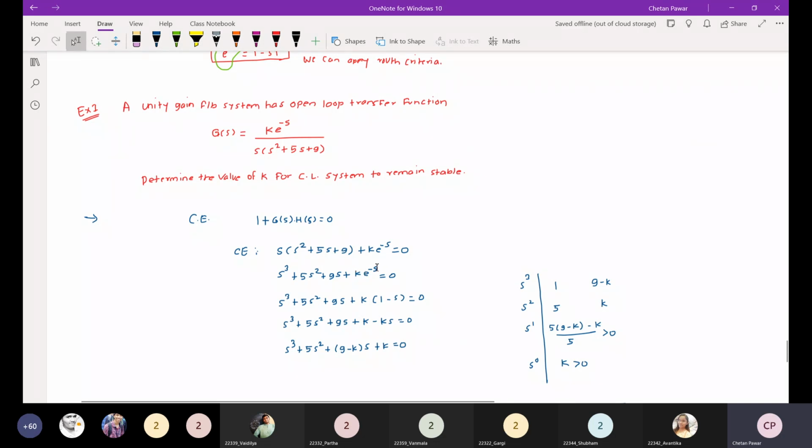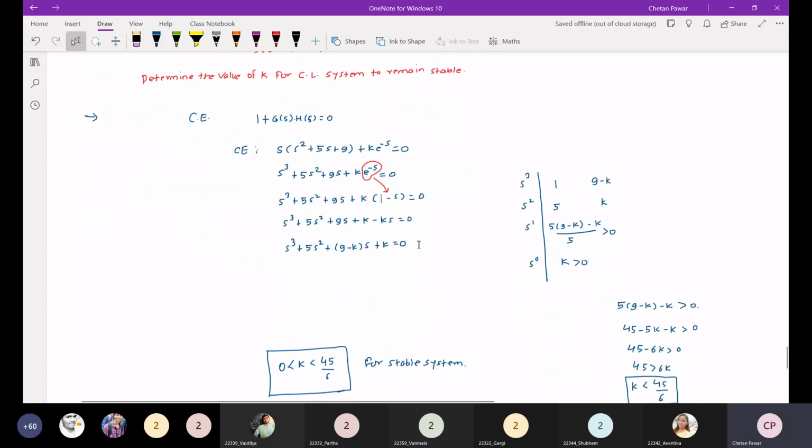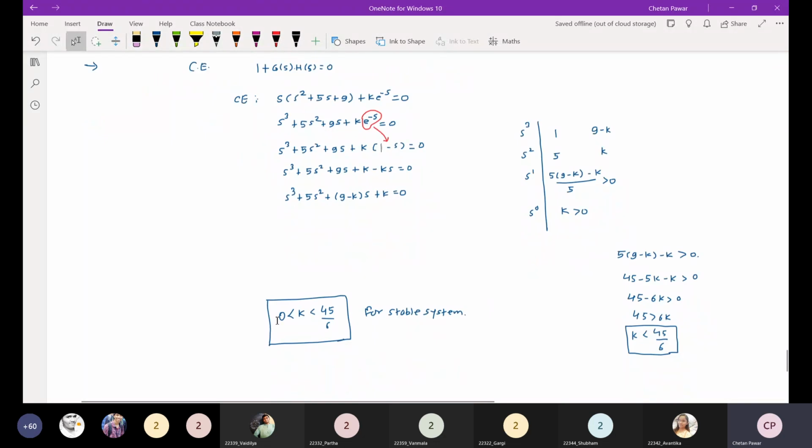Now, instead of e raised to minus s, I have just inserted 1 minus s here, because T is 1 here, the sampling time is 1. The delay time is 1 second, T is 1. After doing this, I simplified this characteristic equation, formed the Routh table, and found out the value of k for which the system is stable.